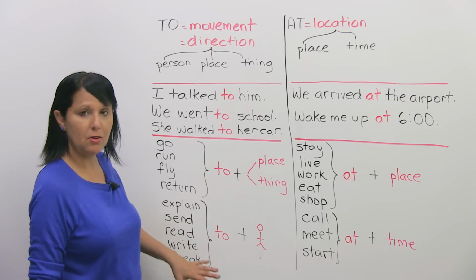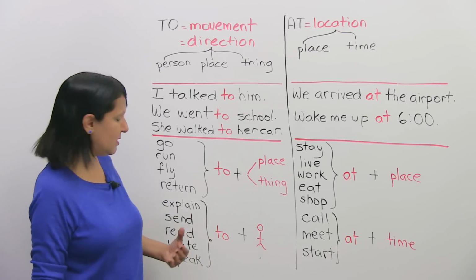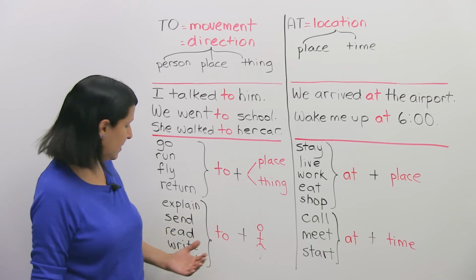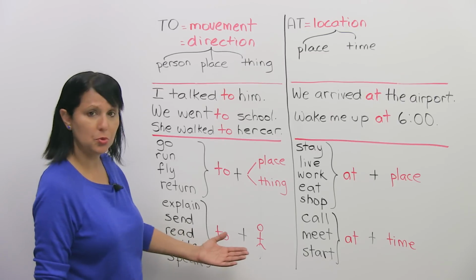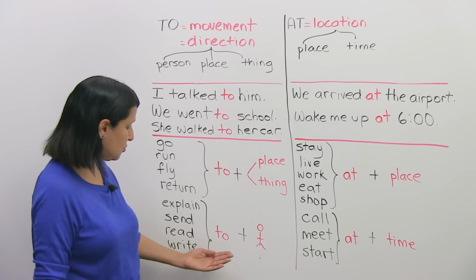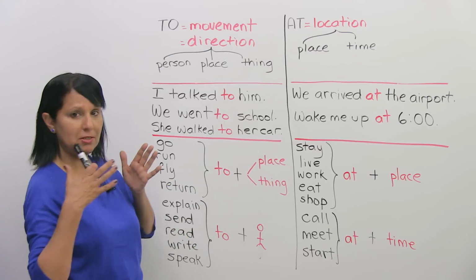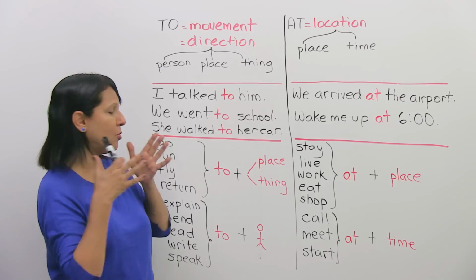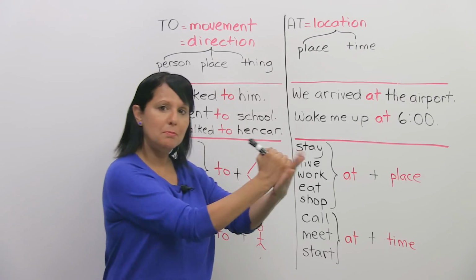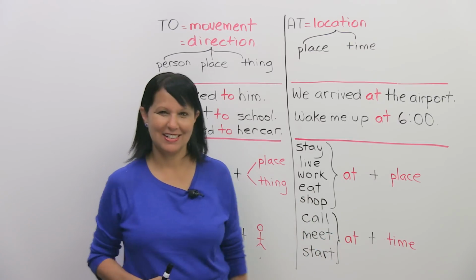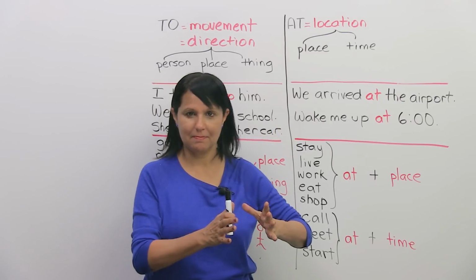Or you can also use lots of verbs with to plus a person. You explain something to someone, send a letter to someone, read it to someone, write to someone, or speak to someone. There's a direction, right? Whether you're speaking or writing or walking or running, to is always movement and direction. Good.